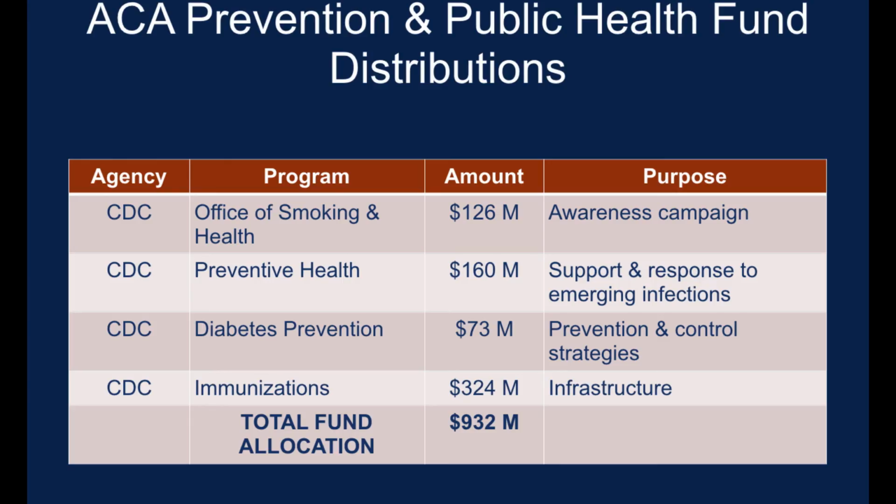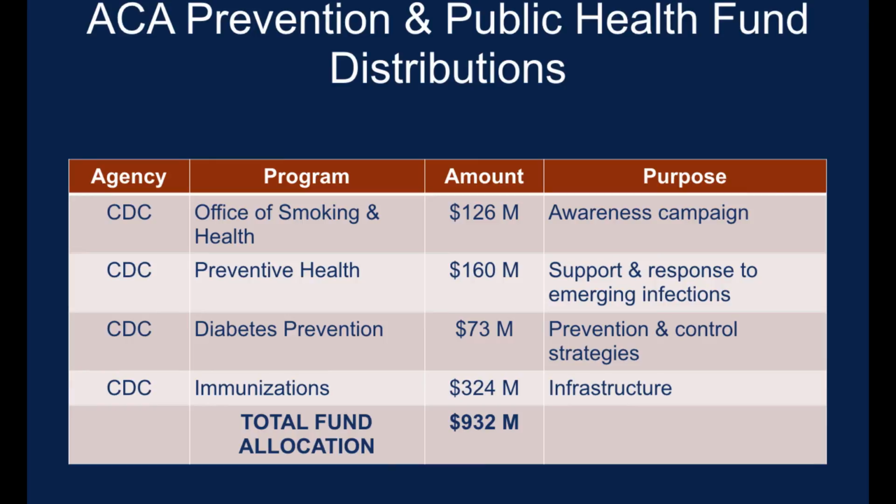When the Affordable Care Act, or ACA, was passed in 2010, a Prevention and Public Health Fund was established. For the first time, money was mandated at the federal level for prevention through policy. Here are a few examples of how the fund's dollars are distributed. The majority of the $932 million is given to CDC for a variety of funding opportunities, such as immunizations, preventing diabetes, smoking awareness, and preventing and responding to emerging infections from food and water sources.